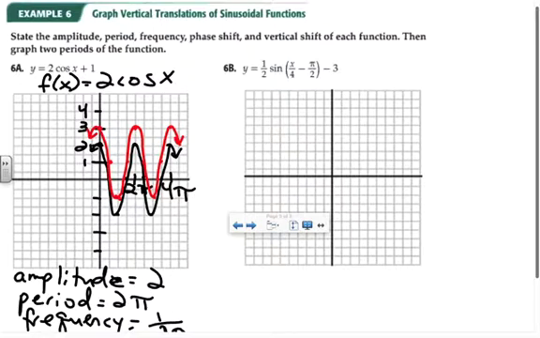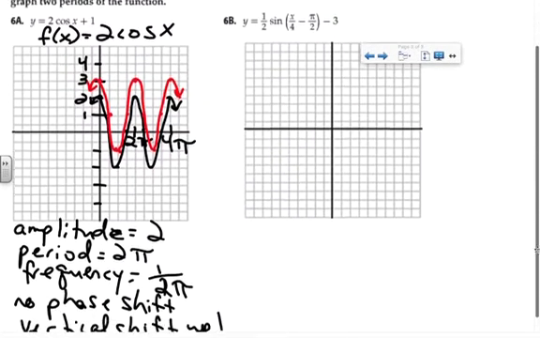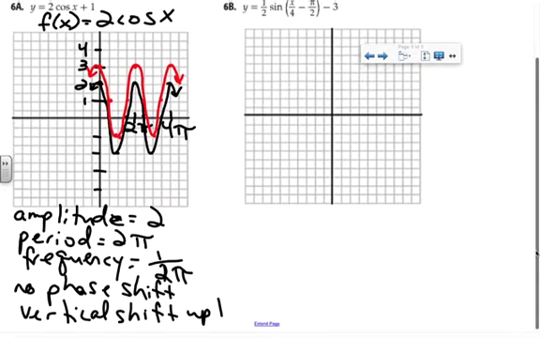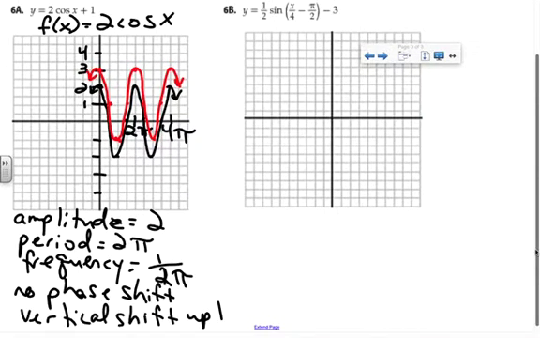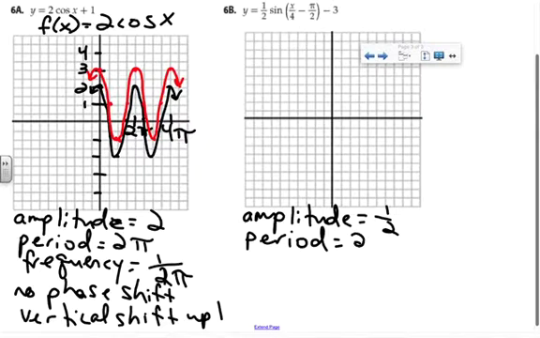In part B, we have quite a bit going on. We have a different amplitude than our standard graph. We have a different period. We have phase shift, and we have vertical shift. So let's identify all of it before we figure out how it's all going to fit on our graph. Okay. So amplitude is 1/2. The period is 2 pi over 1/4, which is 8 pi.